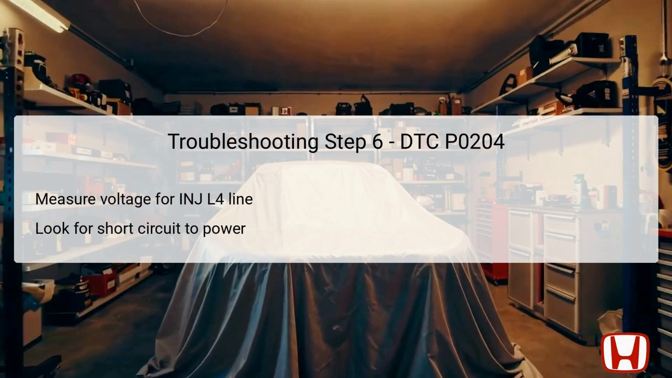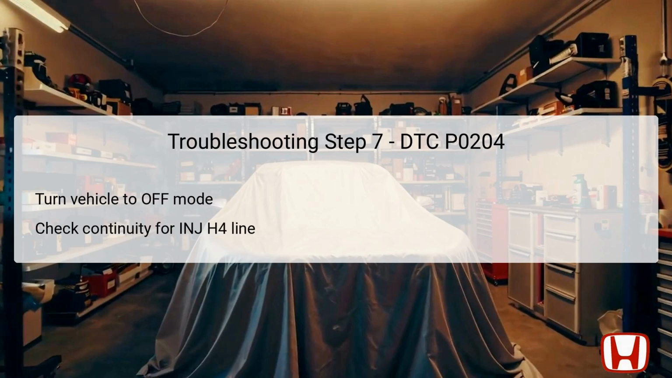For the sixth troubleshooting step, maintain the same conditions as the prior step, focusing now on measuring voltage for the INJ L4 line. Ensure that the number 4 injector and PCM connectors are disconnected and the vehicle is in the on mode. Checking the voltage at the defined test points will help identify if the INJ L4 wire is shorting to power. If there's voltage present, it confirms a short, which means repairs must be made to rectify this issue. Conversely, without any voltage, you proceed to check for other conditions affecting the injector circuit.